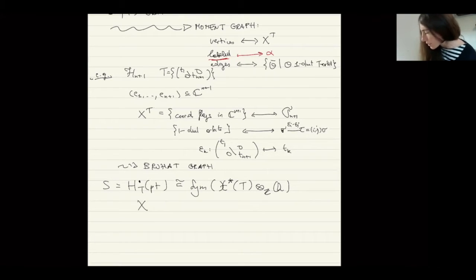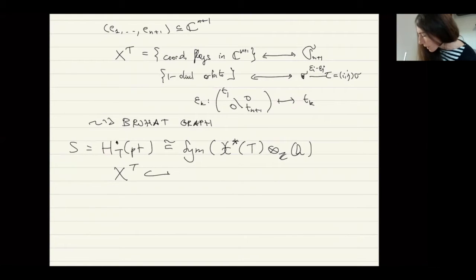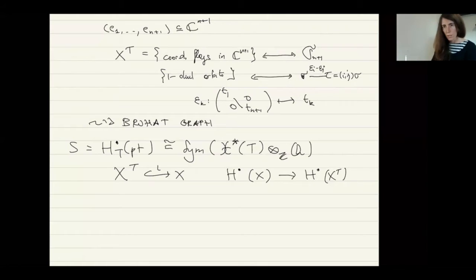So now, of course, the fixed point set is included in the whole variety X. And so I have a pullback map from the cohomology of X to the cohomology of the fixed point set. Once again, also the T-equivariant cohomology is functorial. So I have a pullback map between equivariant cohomologies. These are S modules.